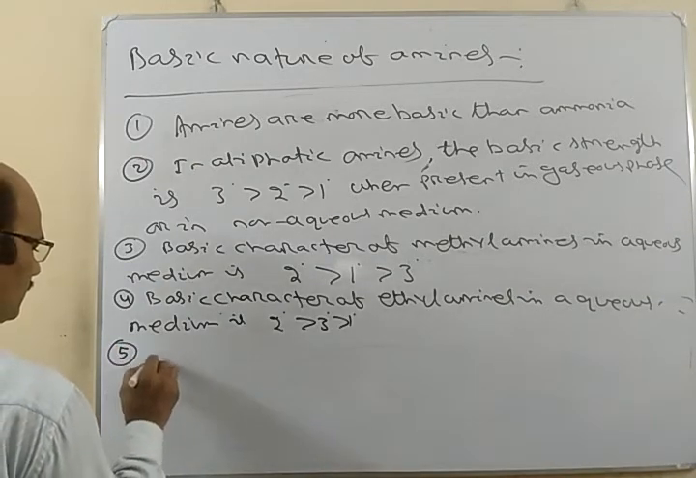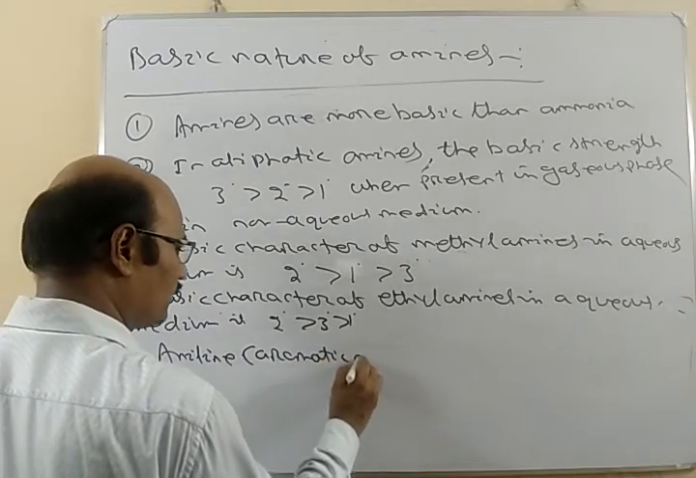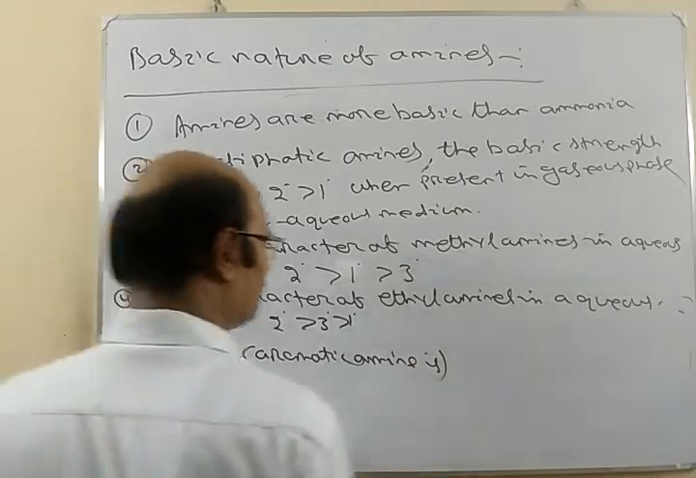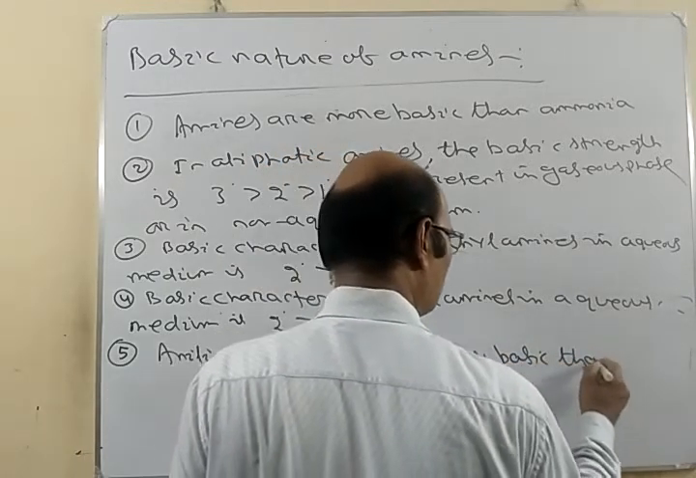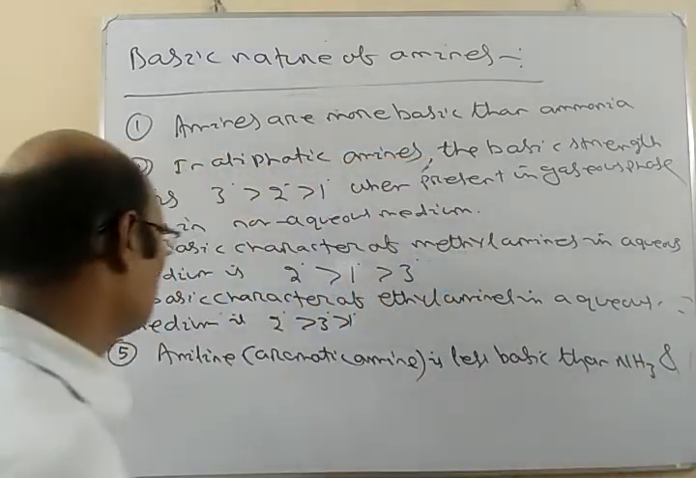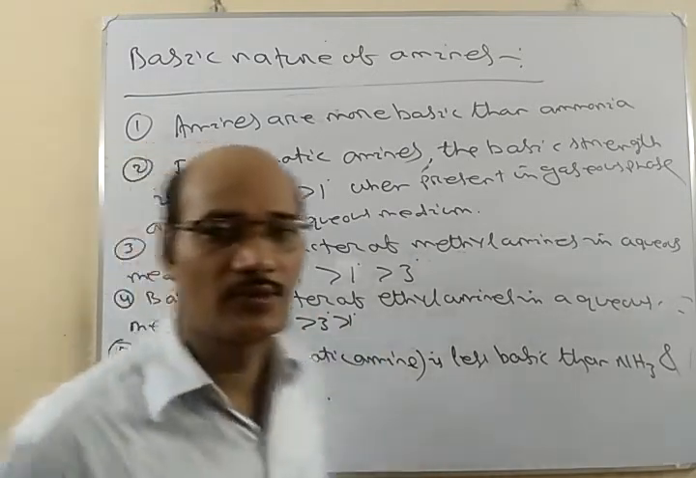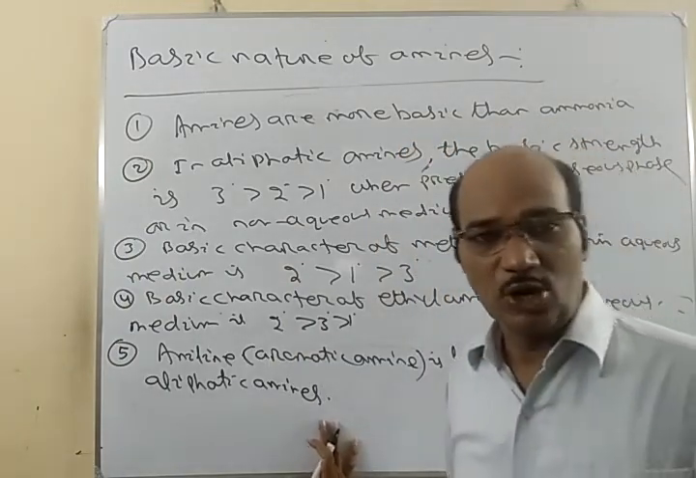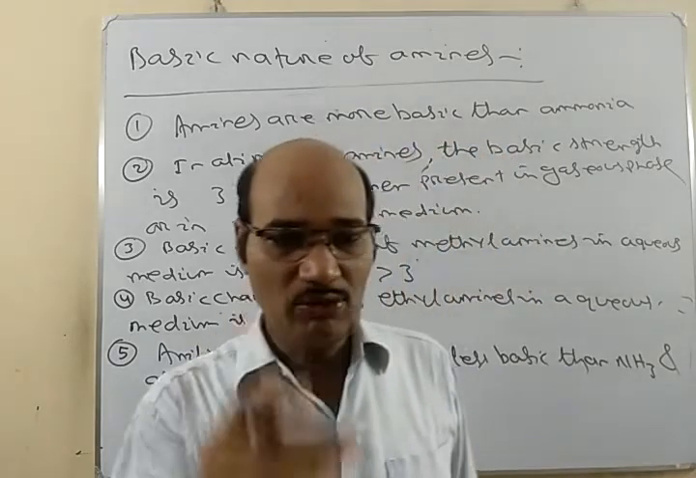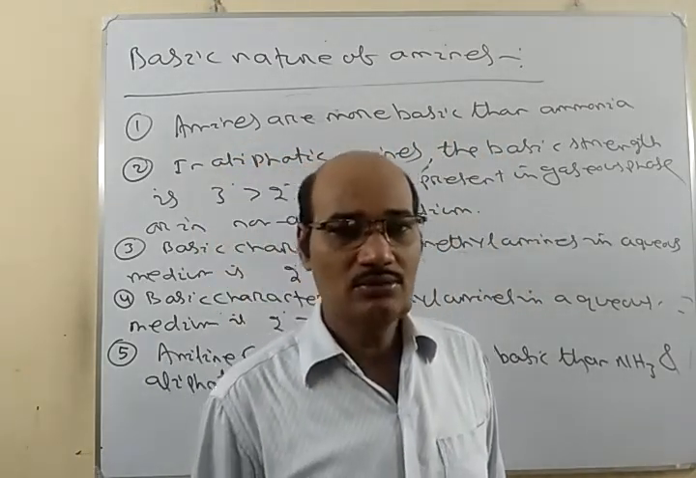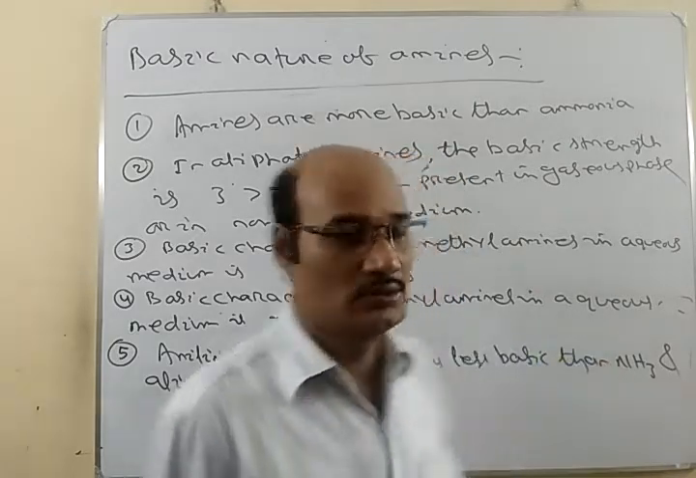Number five, aniline, that is an aromatic amine, is less basic than ammonia and aliphatic amines. So these are the facts obtained when you compare the Kb value of the amines. If you compare the experimental Kb values of ammonia, methyl amines, ethyl amines, primary, secondary, tertiary, and also aromatic amines, these things we can apply.